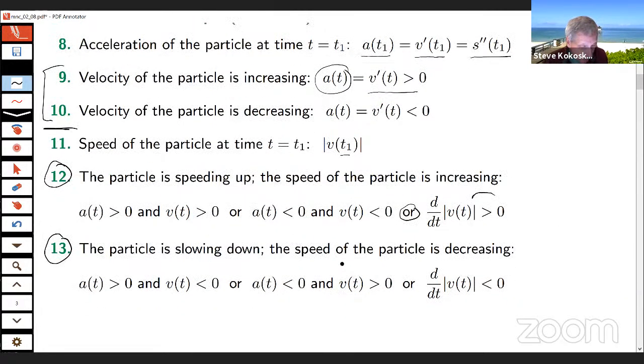Okay. So the particle is slowing down. We often get a question like that. When is the particle slowing down at a specific time? And that would be where the acceleration and the velocity, of course, have different signs. And similarly, we can look at the numerical derivative of the speed. And if it's less than zero, then the particle is slowing down.